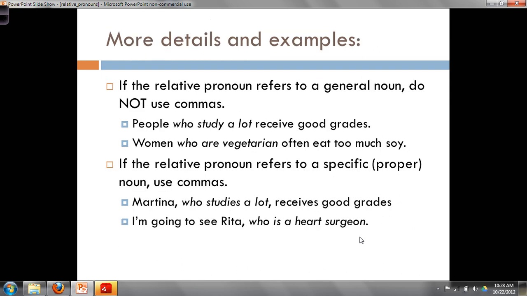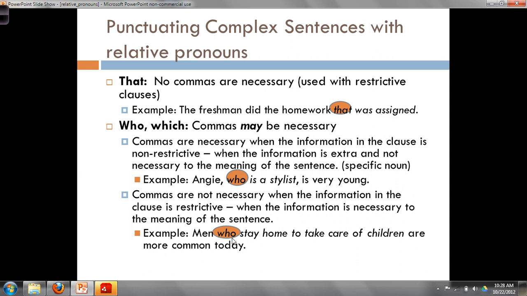Now we have to look at who we are referring to here. Who refers to men, and men is a general noun. We don't have a specific person's name. It's not a specific noun, so that means that we need this information. It's part of the meaning of the sentence. If we were to take that whole dependent clause out, then our sentence would read, men are more common today, which doesn't really make sense. So we need that information, so we do not use commas, because who is referring to a general noun, not a specific name.